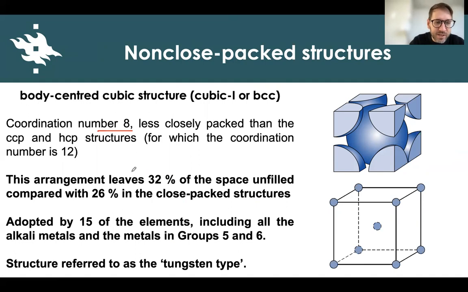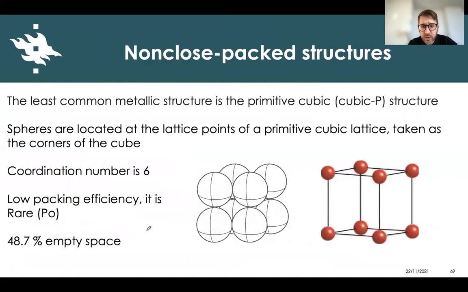And in this case, we have 32% of the space unfilled, compared with only 26% in the case of the closed packed structures. This kind of structure is adopted by 15 of the elements, including all the alkali metals and metals of group 5 and 6. And this type of structure is also referred to as the tungsten type structure.